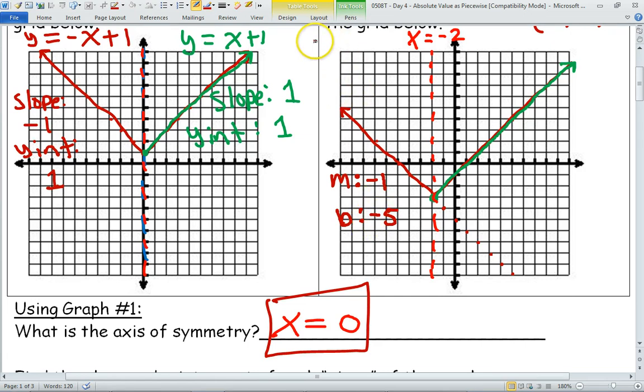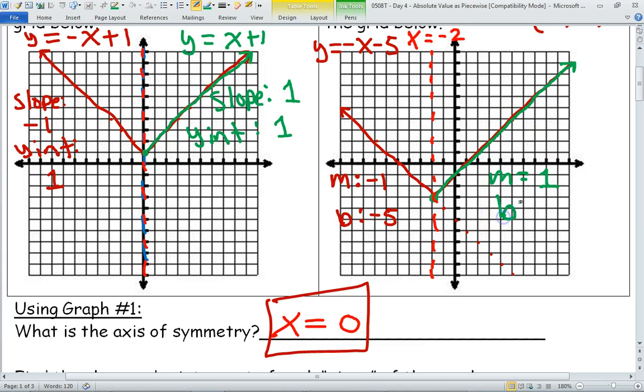The equation for this would then be y equals -x minus 5. Y equals -x minus 5. Now let's do the same thing on the green side. On the green side, I have a slope of, well, it's going up 1, right 1. So that's a slope of 1.